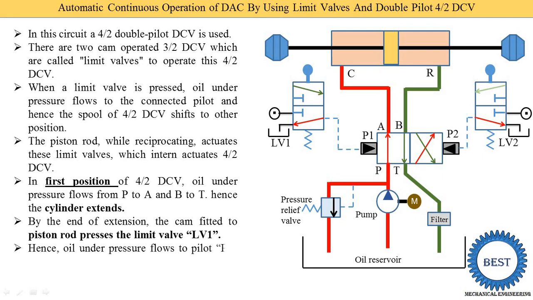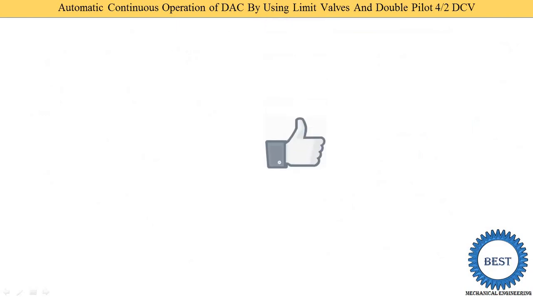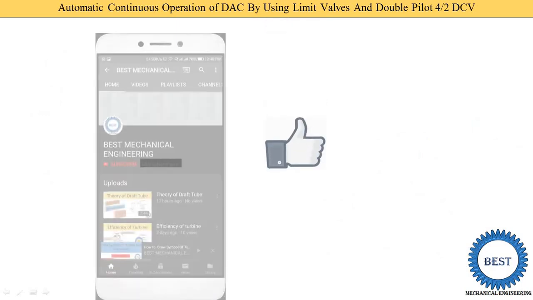The same thing is written here: hence the oil under pressure flows to the pilot P1, and due to this the spool of the 4/2 DCV is shifted to the second position. So the 4/2 DCV shifts to the second position. Now we understand the second position.